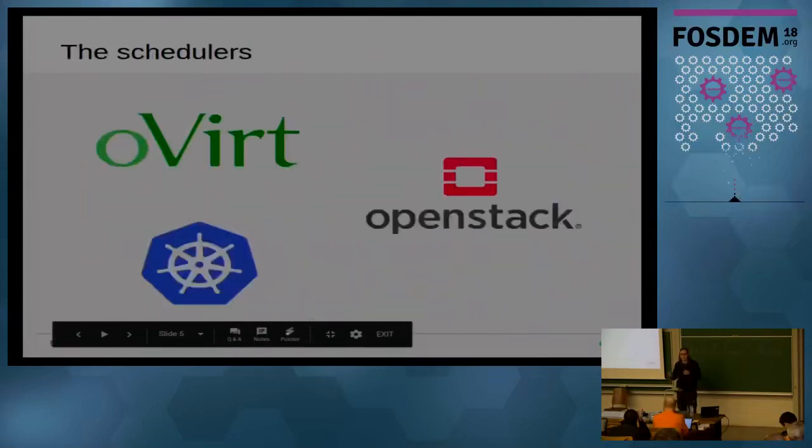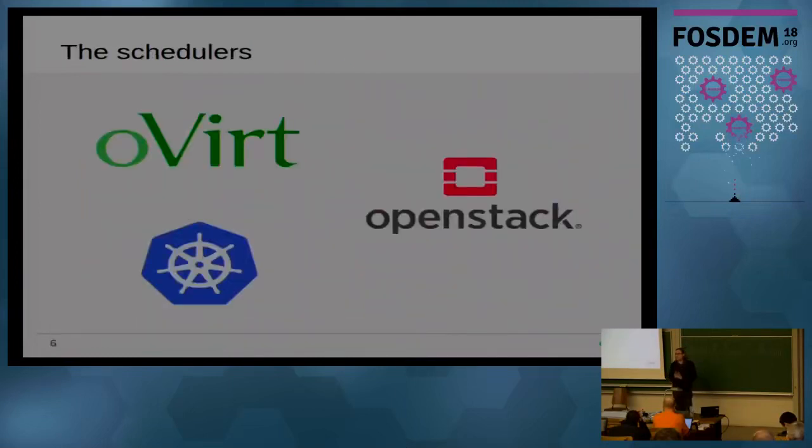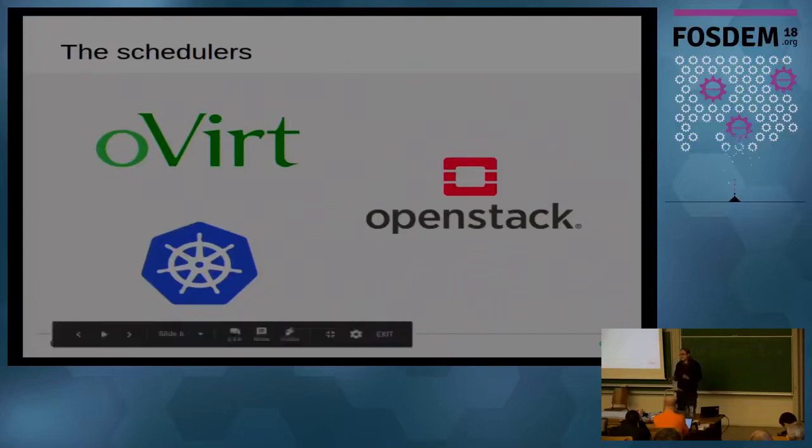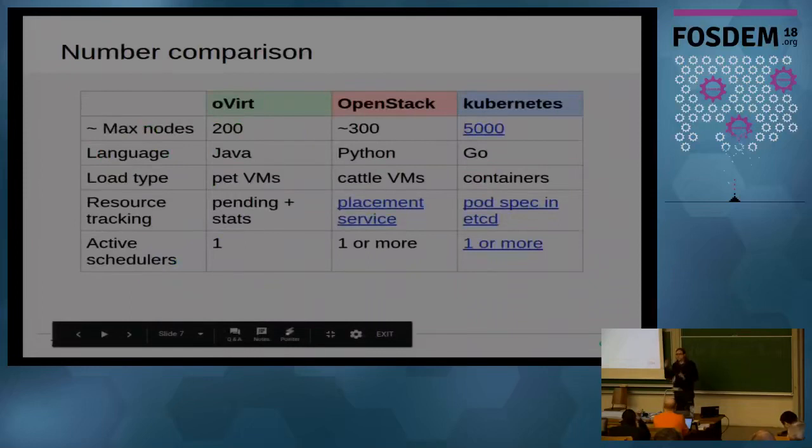Now, the three schedulers we'll be talking about. So I'll be talking about the scheduler used in oVirt. I'll be talking about the scheduler that's used in OpenStack. That's part of the Nova project. And I'll be talking about the scheduler that's part of Kubernetes. There are some differences in the goals there. You can see up in this table.